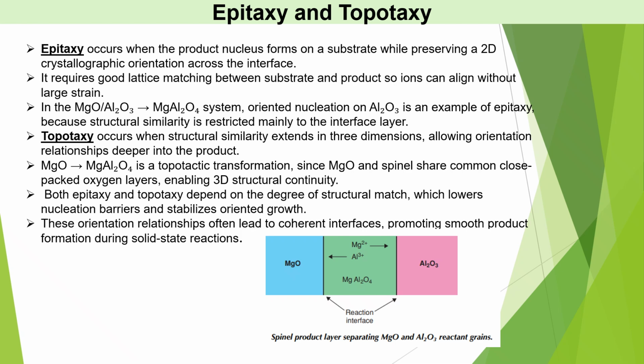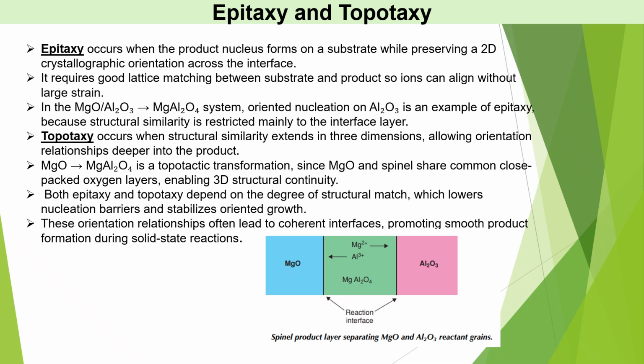For example, MgAl2O4 nucleated on Al2O3 exhibits epitaxy because the structural similarity is limited to the interface layer, whereas topotaxy is a three-dimensional structural relationship. It occurs when the product's oxygen and cation layers match with the parent structure in all three dimensions.